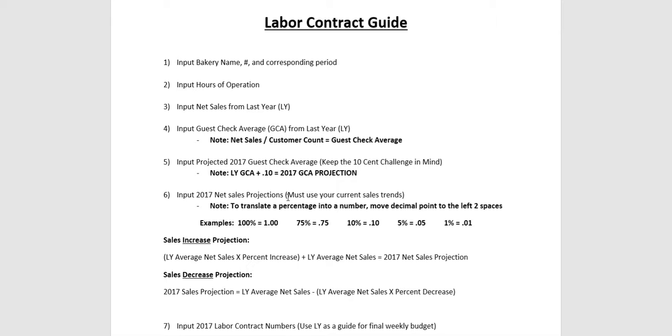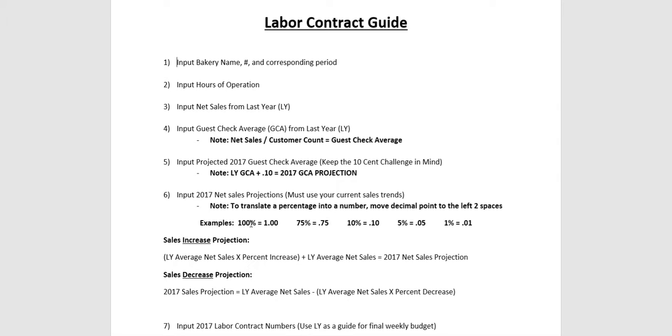So it's really focusing on your most recent current sales trends for the year, and figuring out your projections from there. So one simple note too is, if you're going off a percentage, you have to do the math, you have to translate your percentage into a number. So there's some examples here. Simply put, if you're translating your percentage to a number, you move the decimal point to the left 2 spaces.